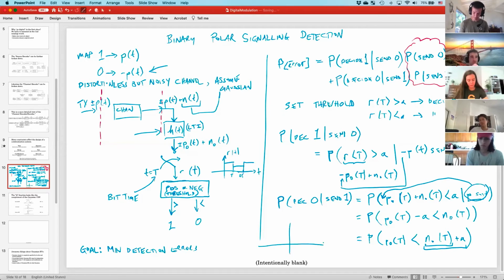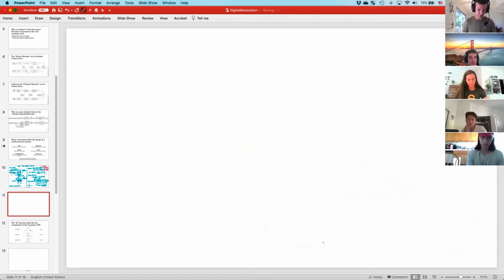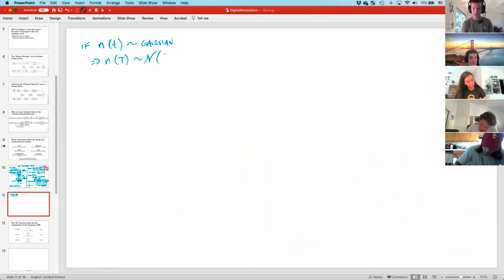So, maybe we should go to a new slide here. We're going to run out of room real quick. Yeah, there we go. So if the noise process is Gaussian, that means that the noise process at every time instant is Gaussian. And the typical assumption is that the noise has 0 mean and perhaps some value of variance sigma squared.